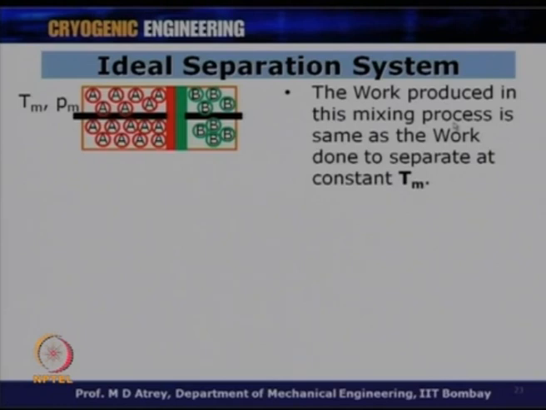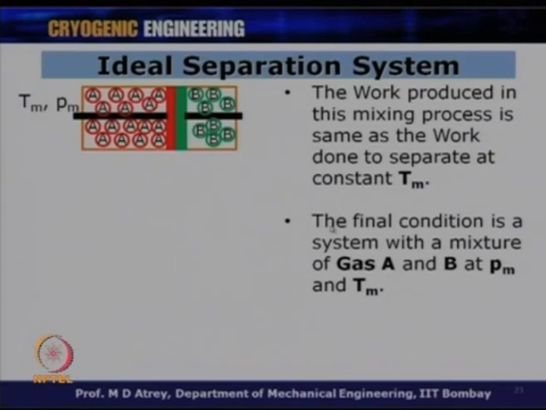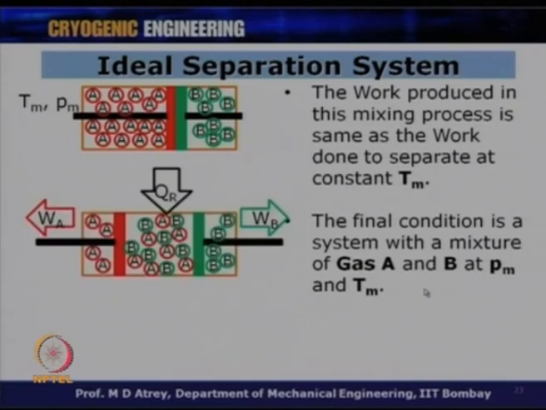The work produced in this mixing process is the same as the work done to separate at constant temperature Tm. The final condition is a system with a mixture of gas A and B at Pm and Tm. So, ultimately I get a mixture of gas A and B at Pm and Tm. What you see here now is that, because the work is an expansion of the gases, I am supplying QR, the temperature being kept constant. The surrounding is now putting some heat inside so that Tm is kept constant, and Wa and Wb is the work done by the system, the work which is produced by the system during mixing.